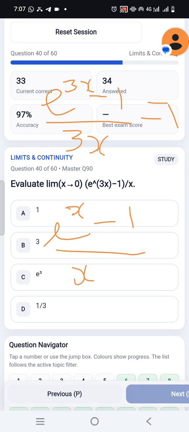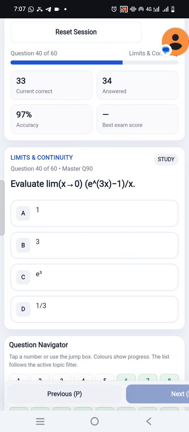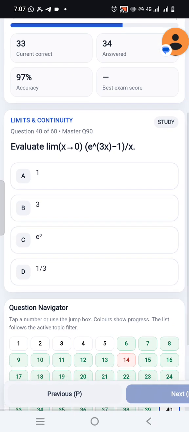Meaning that e raised power 3x minus 1 as x tends to 0 is very close to 3x. So I can replace it with 3x. So this e raised power 3x minus 1, I'm just going to write it as 3x because it's very close to that, and I'll divide by this x. So my answer is 3.